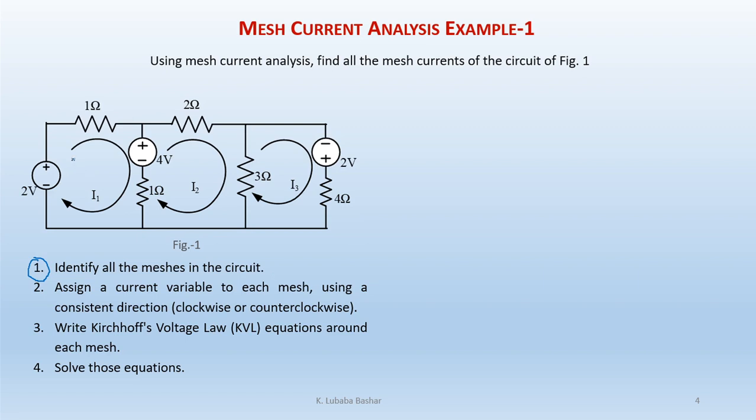You can see I have already identified and found 3 meshes, that is 3 shortest possible loops in the circuit. This one, and this one. Okay. Rule number 2. Assign a current variable to each mesh using a consistent direction. I have already assigned current variables, that is I1, I2 and I3, to each of the 3 meshes, and I have considered them in clockwise directions.